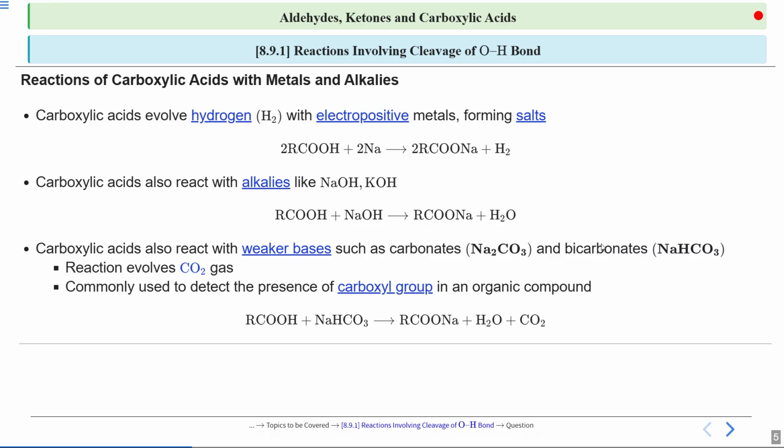If you look at this reaction of carboxylic acid with sodium bicarbonate, which is NaHCO3, the products are sodium carboxylate salt, which is RCOONa, water and carbon dioxide. This reaction is very often used in qualitative analysis to confirm the presence of carboxylic acids. So these are the reactions of carboxylic acids which we saw with metals, with alkalis, and with weaker bases like carbonates and bicarbonates.